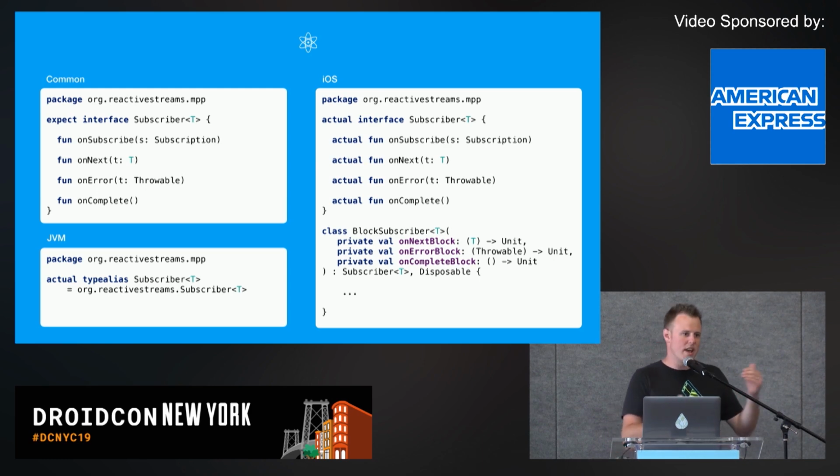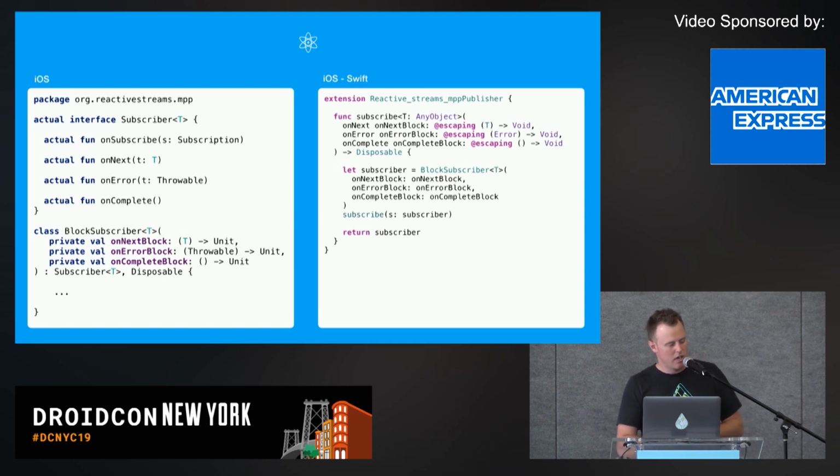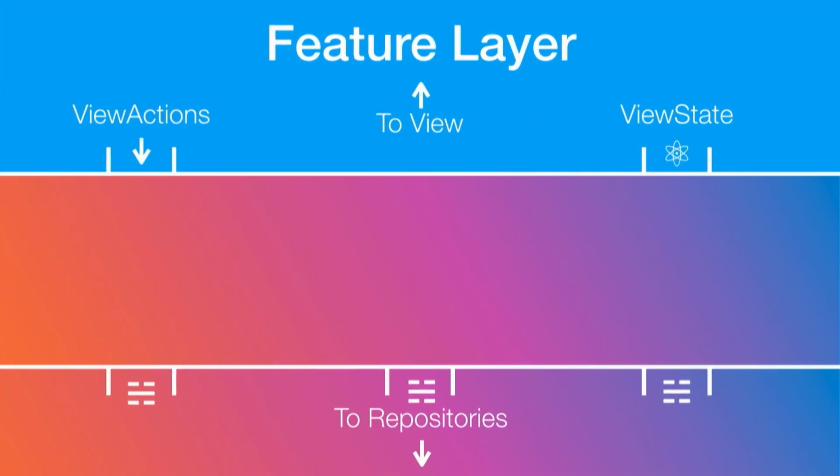And then what I ended up doing is in Swift, I actually wrote a very lightweight piece to help with this, to make it very intuitive for the iOS engineers. It's just an extension function so that it will construct the BlockSubscriber for you. No big deal. So what that means is that we can use reactive streams for that observable portion.